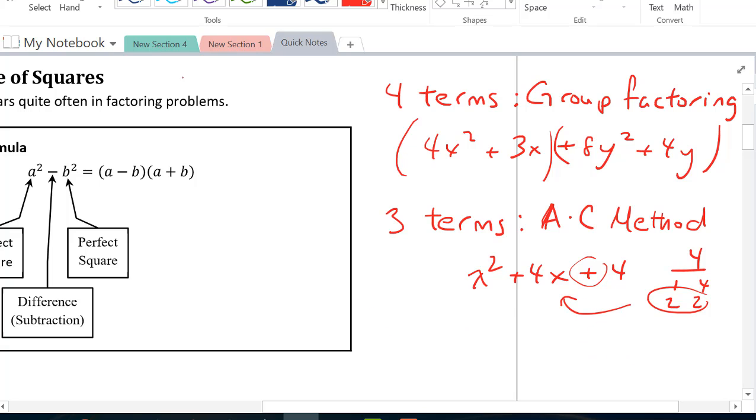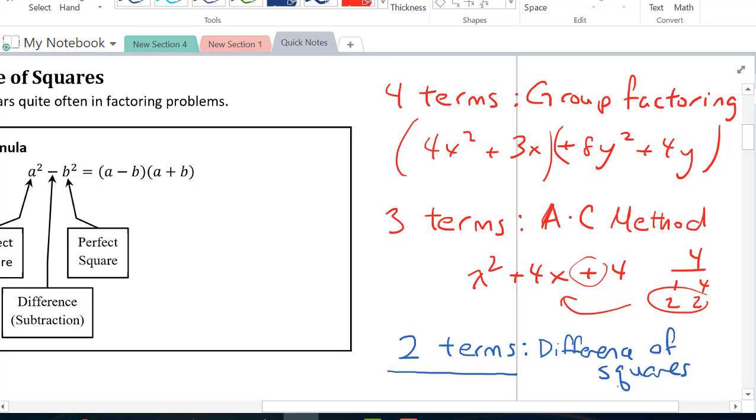Now, the new method of factoring we're going to learn is for when you see two terms. If you see two terms, we're going to use what's called difference of squares. We'll talk about difference of squares in this GPS. When do we use difference of squares? We use it whenever you see two terms.